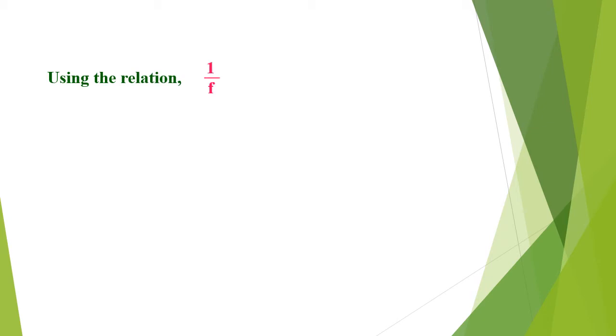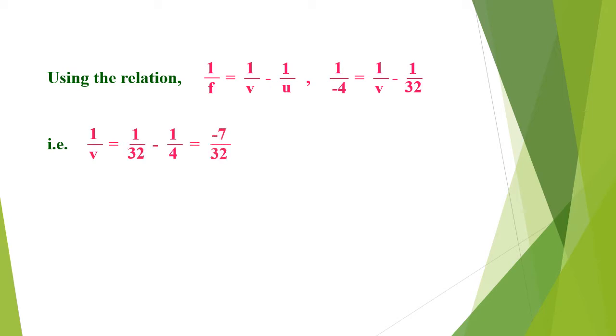Using the relation 1 by f is equal to 1 by v minus 1 by u, by substituting the value of f, 1 by minus 4 is equal to 1 by v minus of 1 by 32. It is plus 32 here. That is 1 by v is equal to 1 by 32 minus 1 by 4. This gives rise to minus 7 by 32. So 1 by v is equal to minus 7 by 32 means v is equal to minus 32 divided by 7. That gives rise to the answer minus 4.57 centimeter.